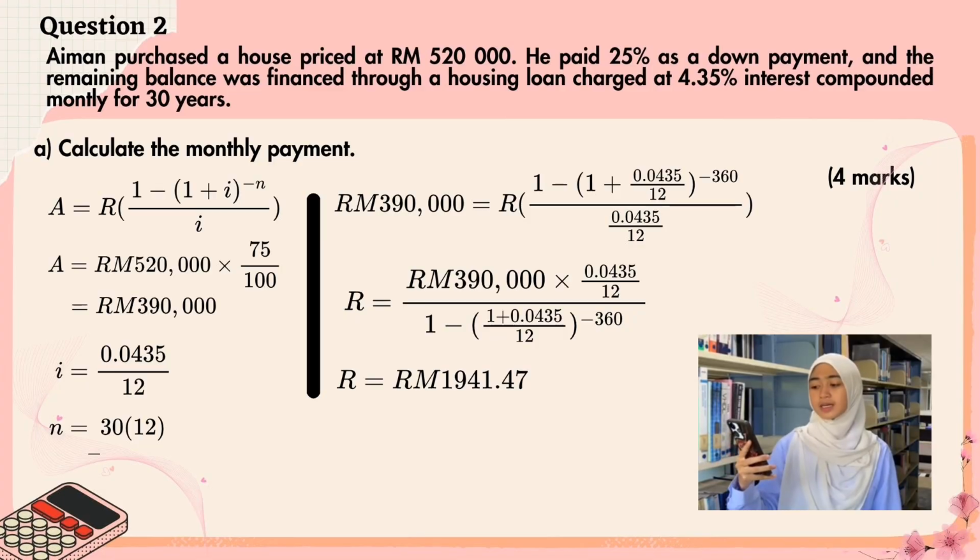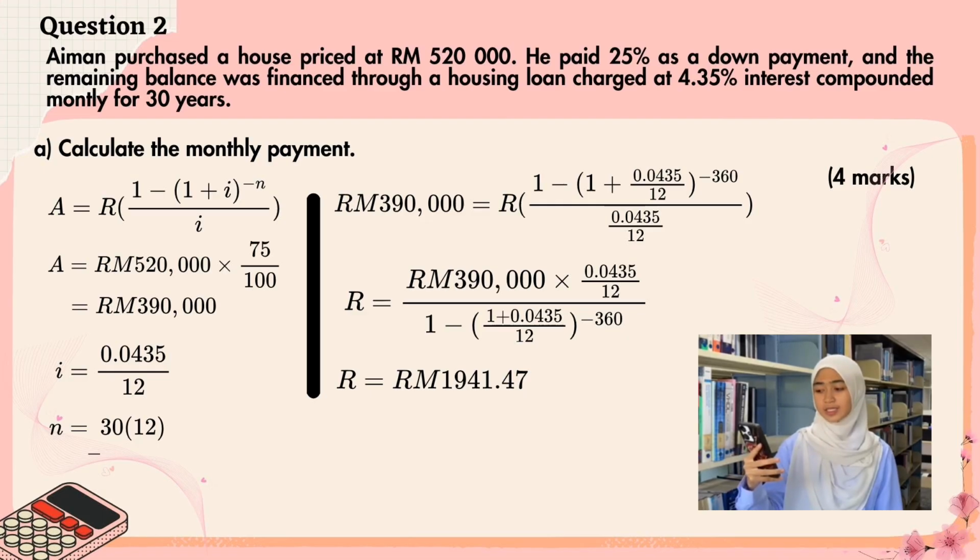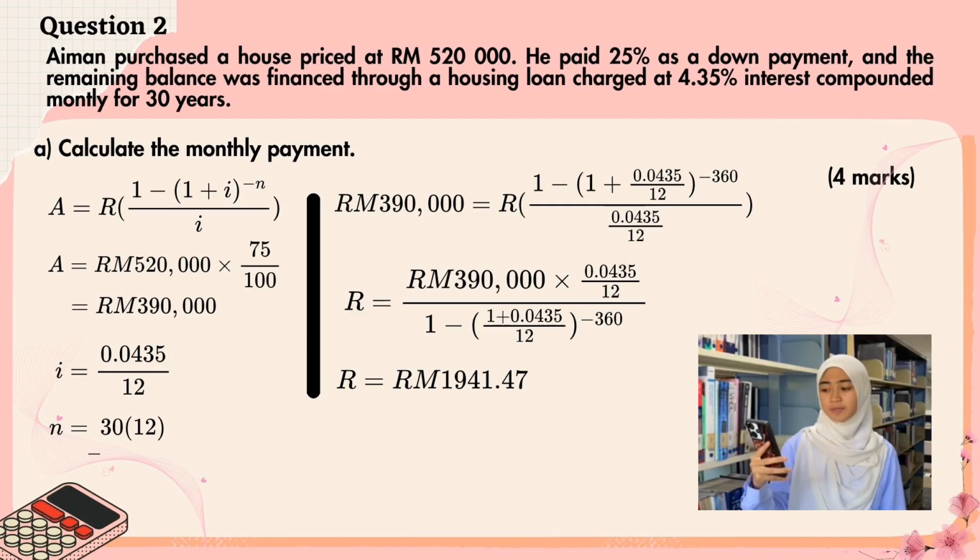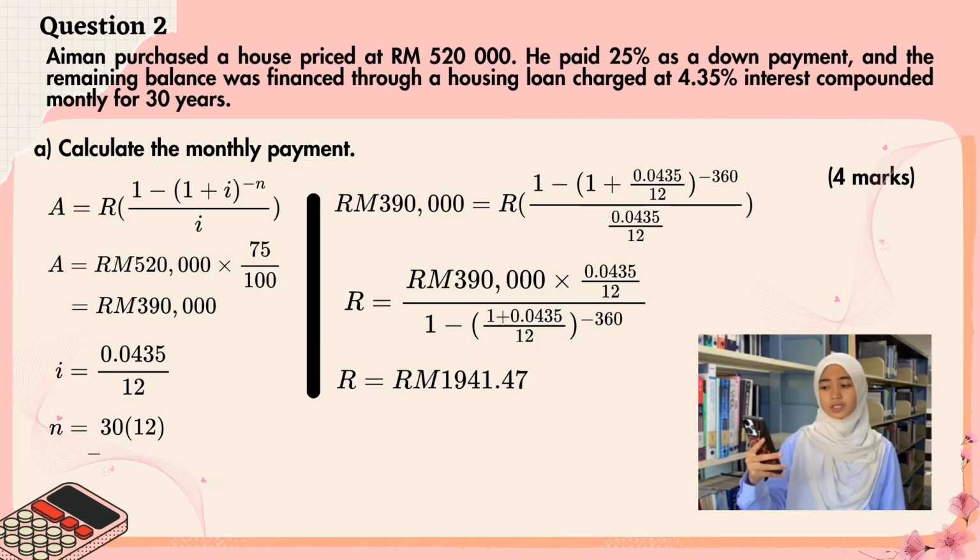For this one, calculate the monthly payment. Aiman purchased a house priced at 520,000. He paid 25% as a down payment, and the remaining balance was financed through a housing loan charged at 4.35% interest compounded monthly for 30 years.